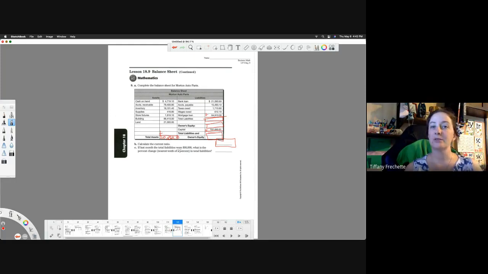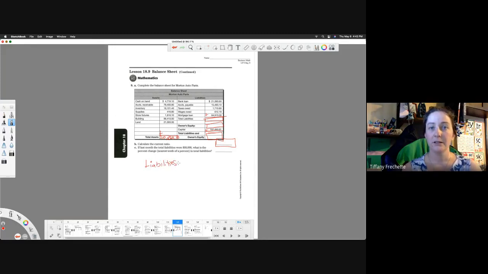If last month the total liabilities were 98,000, what is the percent change, to the nearest tenth of a percent, in total liabilities? Again, this was a formula they gave us on that front page. Percent change equals the amount of the change divided by the original base amount. So if we understand that calculation, the amount of change would be the total here. I'm just going to write liabilities because I didn't do that total for you.